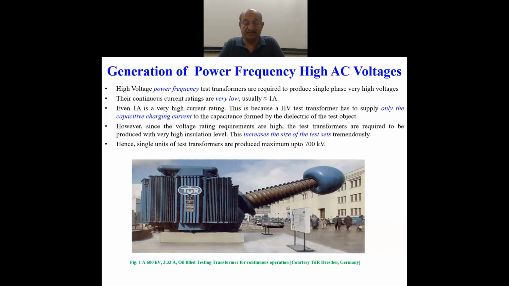This increases the size of the test sets tremendously, and hence single units of test transformers are produced maximum up to 700 or 750 kV single units. You can imagine this is 600 kV, or 700 or 750 kV, it will be still bigger. So single units are produced, not larger than that. Recently, larger units have been produced, single units.